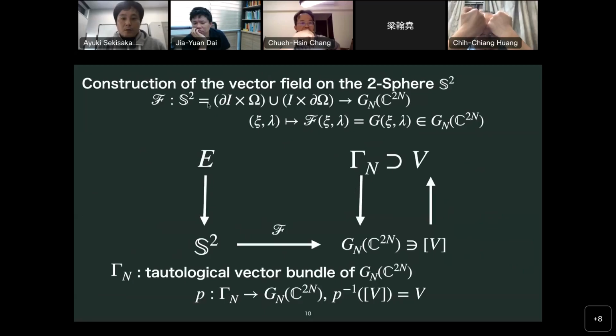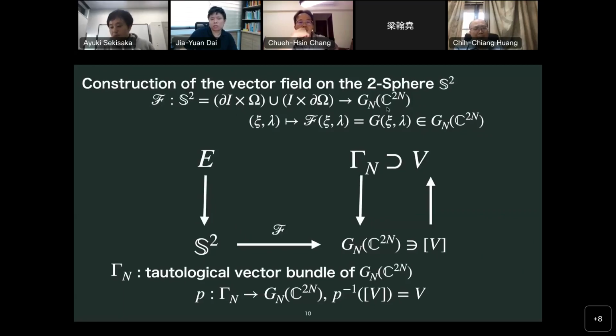The two-sphere is constructed like this: the boundary of I times omega, and I times the boundary of omega. So it is a topological two-dimensional sphere. This gives a map from the two-dimensional sphere to the Grassmannian of n-dimensional subspaces.